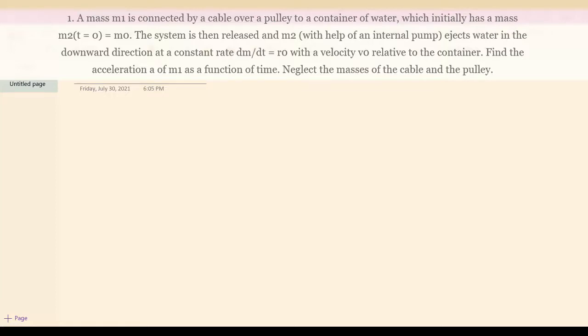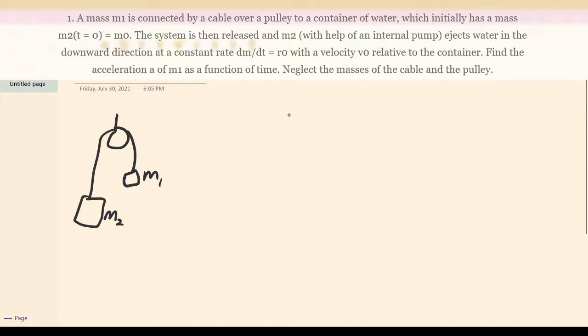For the first problem, we have a pulley like this, and there's a mass here, M1, and another mass here, M2, which has water leaking out of it at a constant rate, dm/dt equal to r0, and the water leaks out with a velocity v0 relative to the container. And so we want to find the acceleration of m1 as a function of time.